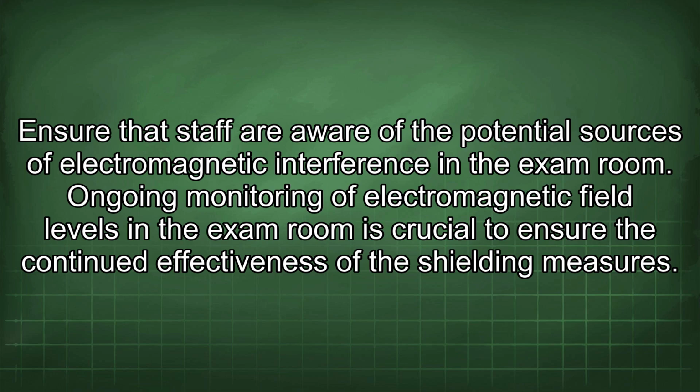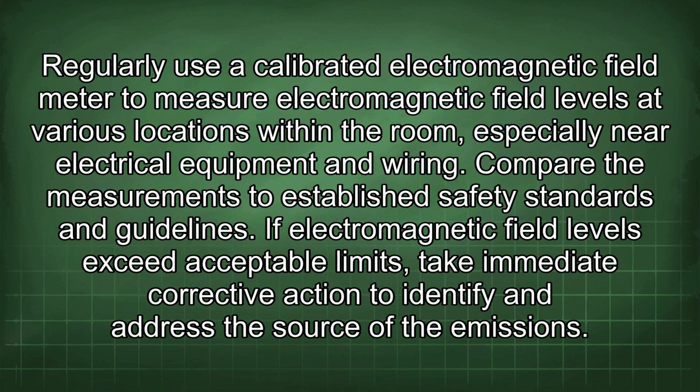Ensure that staff are aware of the potential sources of electromagnetic interference in the exam room. Ongoing monitoring of electromagnetic field levels in the exam room is crucial to ensure the continued effectiveness of the shielding measures. Regularly use a calibrated electromagnetic field meter to measure electromagnetic field levels at various locations within the room, especially near electrical equipment and wiring.